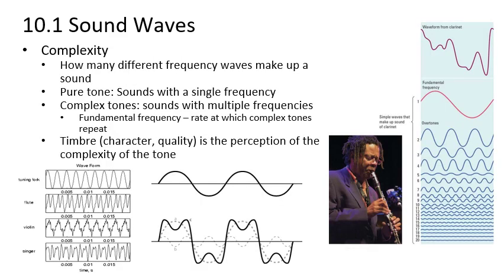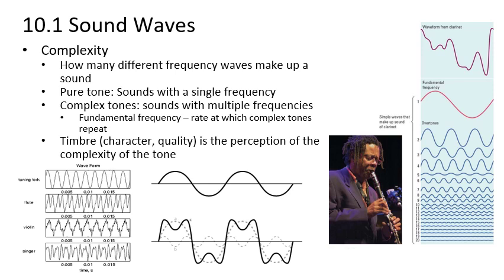Complexity is the final feature of sound waves. This is the one that's most often overlooked. So complexity is how many different frequency waves make up a given sound. A pure tone is a sound with a single frequency, so it's low complexity. More complex tones have multiple frequencies.